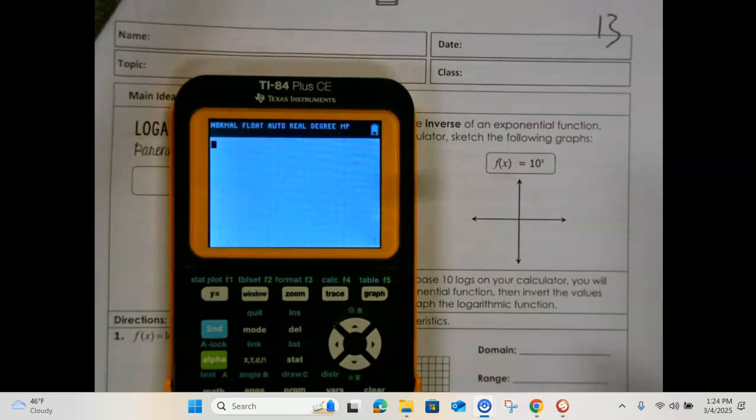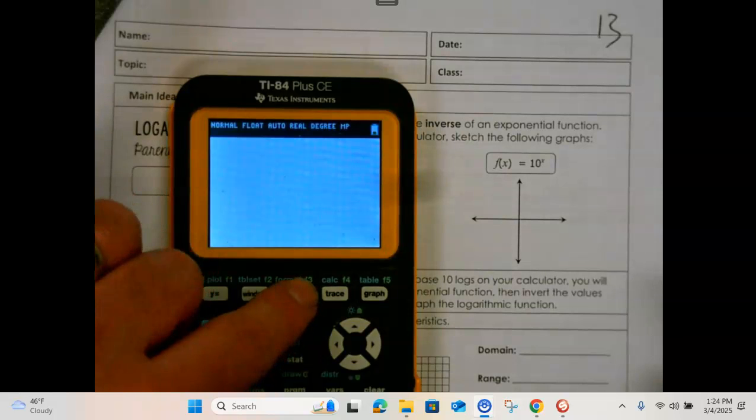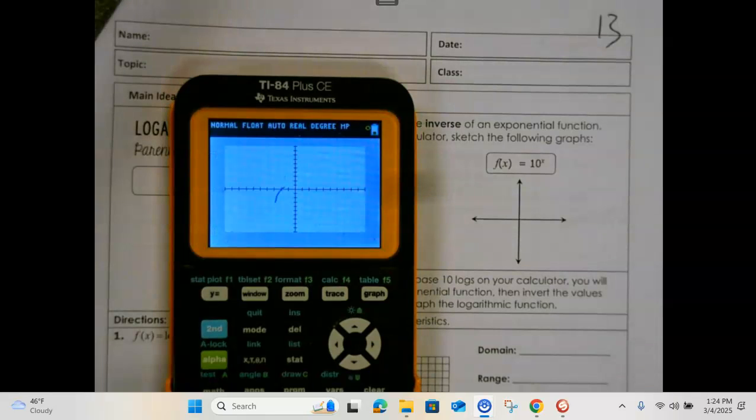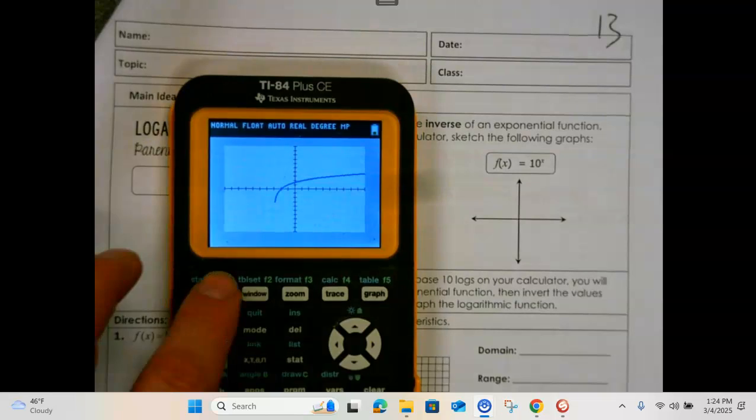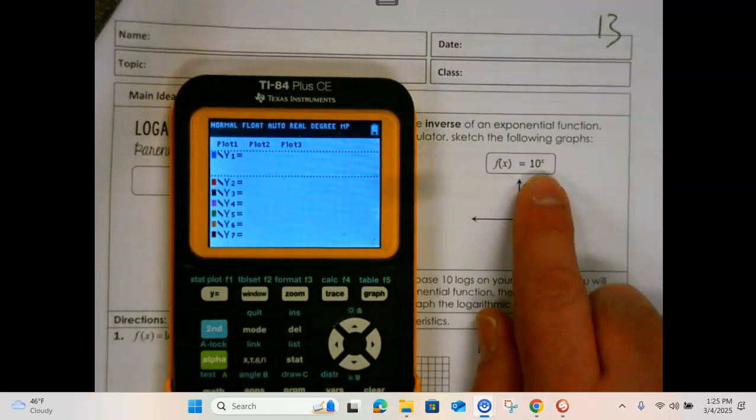But before we do, to make sure we're all looking at the same screen, I need you to do a ZoomStandard, Zoom 6, so we're all going to be looking at a 10 by 10. You shouldn't have something already. Why do I have something already? That's messed up. Don't want that. Okay, so once I get that to a 10 by 10, this is how I type it in.